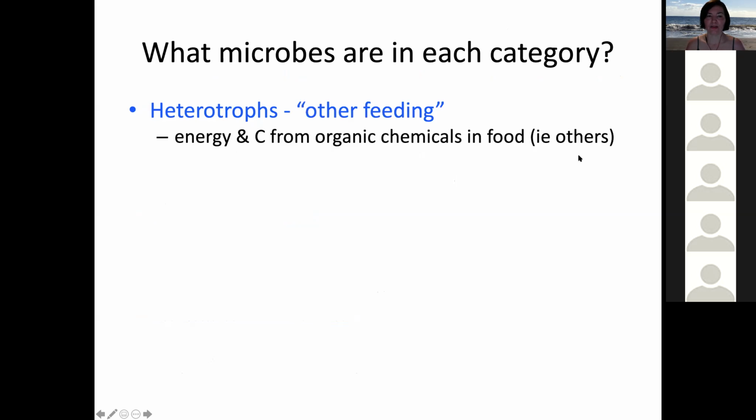Okay, so if we think about our heterotrophs, and we think about all of the microbes, remember we've got microbes that are bacteria, archaea, we've got some protozoa, we've got some algae. What are the microbes in the heterotroph category? Which of those types of microbes show up here? Write that into the chat.